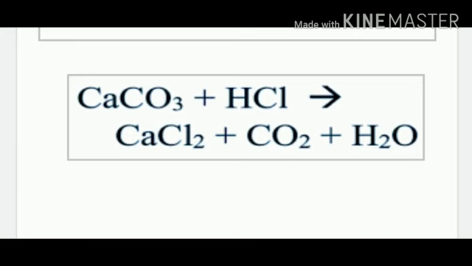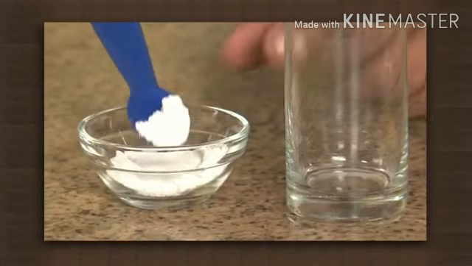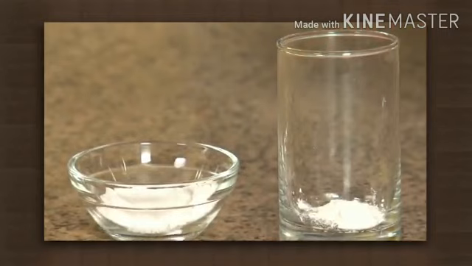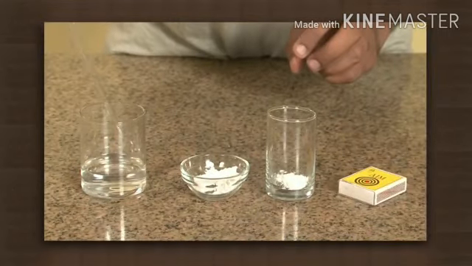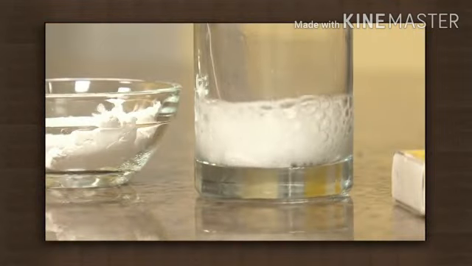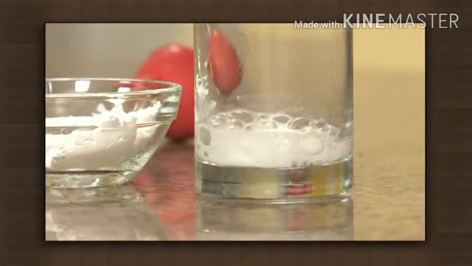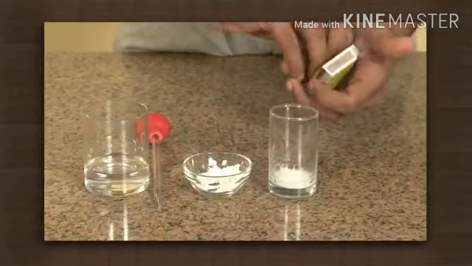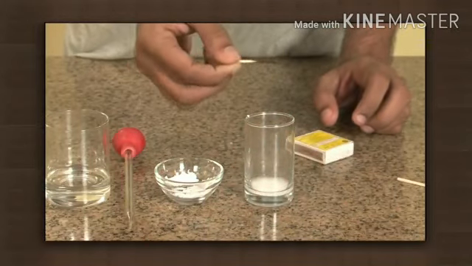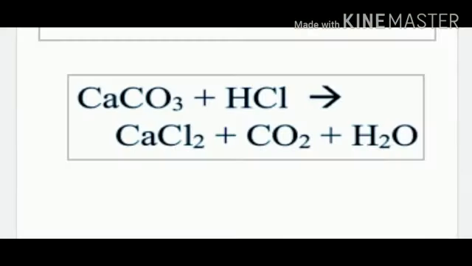Now I take powdered chalk. So chalk powder is calcium carbonate. To it I add few drops of concentrated hydrochloric acid. You can see the evolution of gas taking place. This is carbon dioxide. I confirm this gas by bringing a burning matchstick to the mouth of the glass. It extinguishes, confirming that the gas evolved is carbon dioxide. Carbon dioxide does not support combustion or burning.